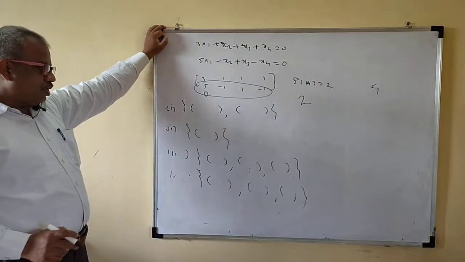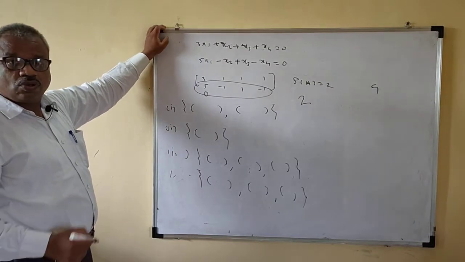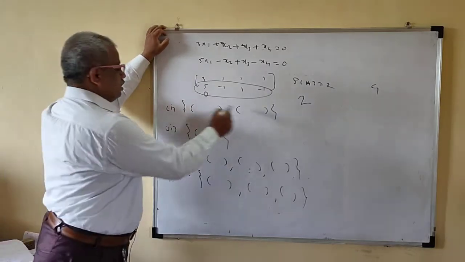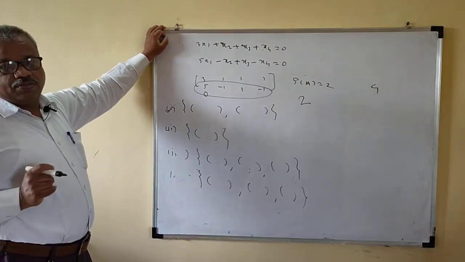R singleton. Okay. So what is the dimension of 2? In the basis there are only two vectors. So this is the set containing two vectors. That will be your answer.